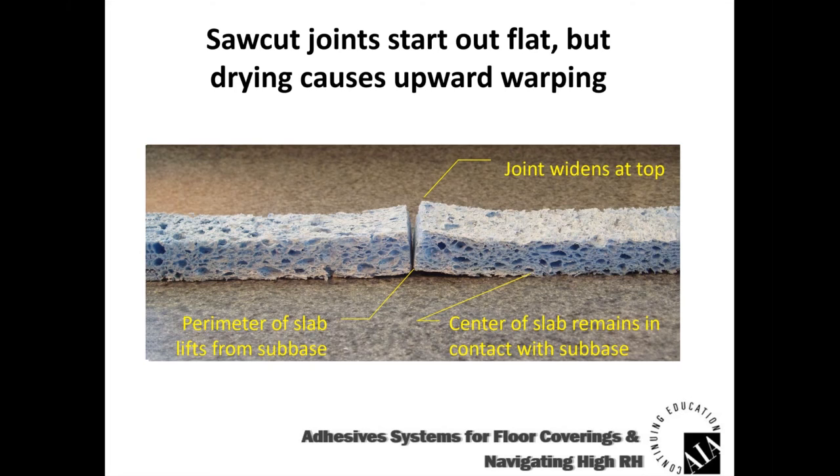Okay. You look at the top of the joint of the concrete, or in this case, our two sponges, and it's open. It's wider at the top than it is at the bottom. So now, that's what's called slab curl, or I guess in this case, sponge curl.